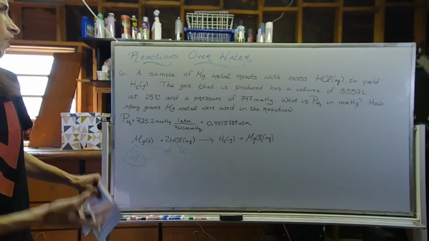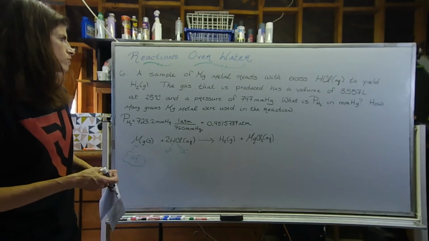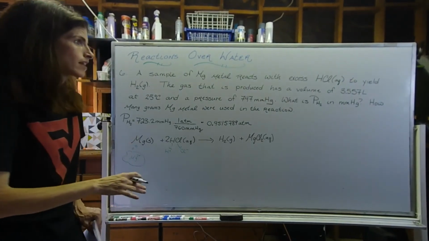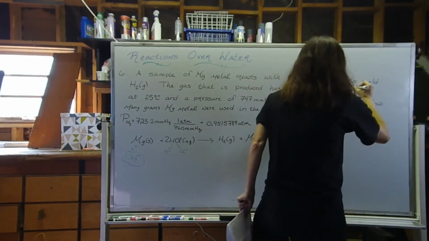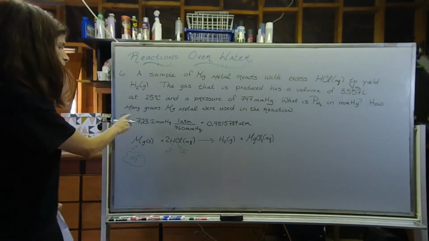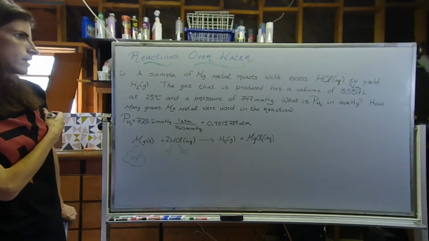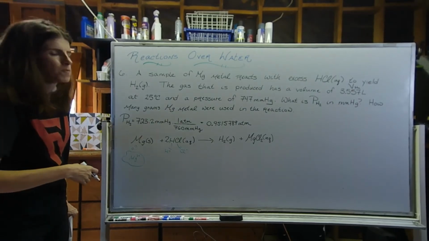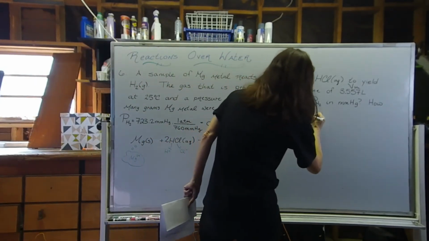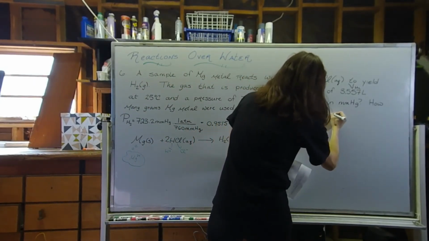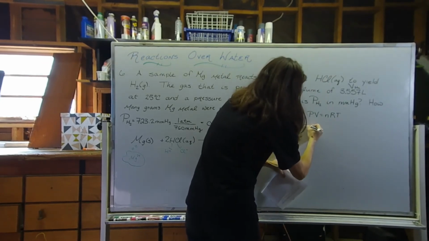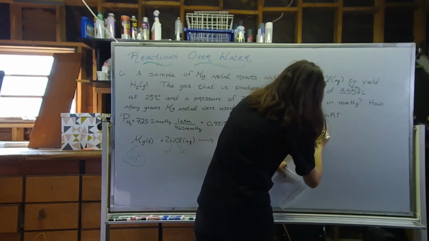We need to figure out how many grams of magnesium metal are used in the reaction. However, they give us a lot of information about the hydrogen gas. We have the volume of the hydrogen gas, and we were able to figure out the pressure of the hydrogen gas, and we're given a temperature for the system. So given those variables, I know I can solve for moles. So I'm going to do n equals PV over RT.